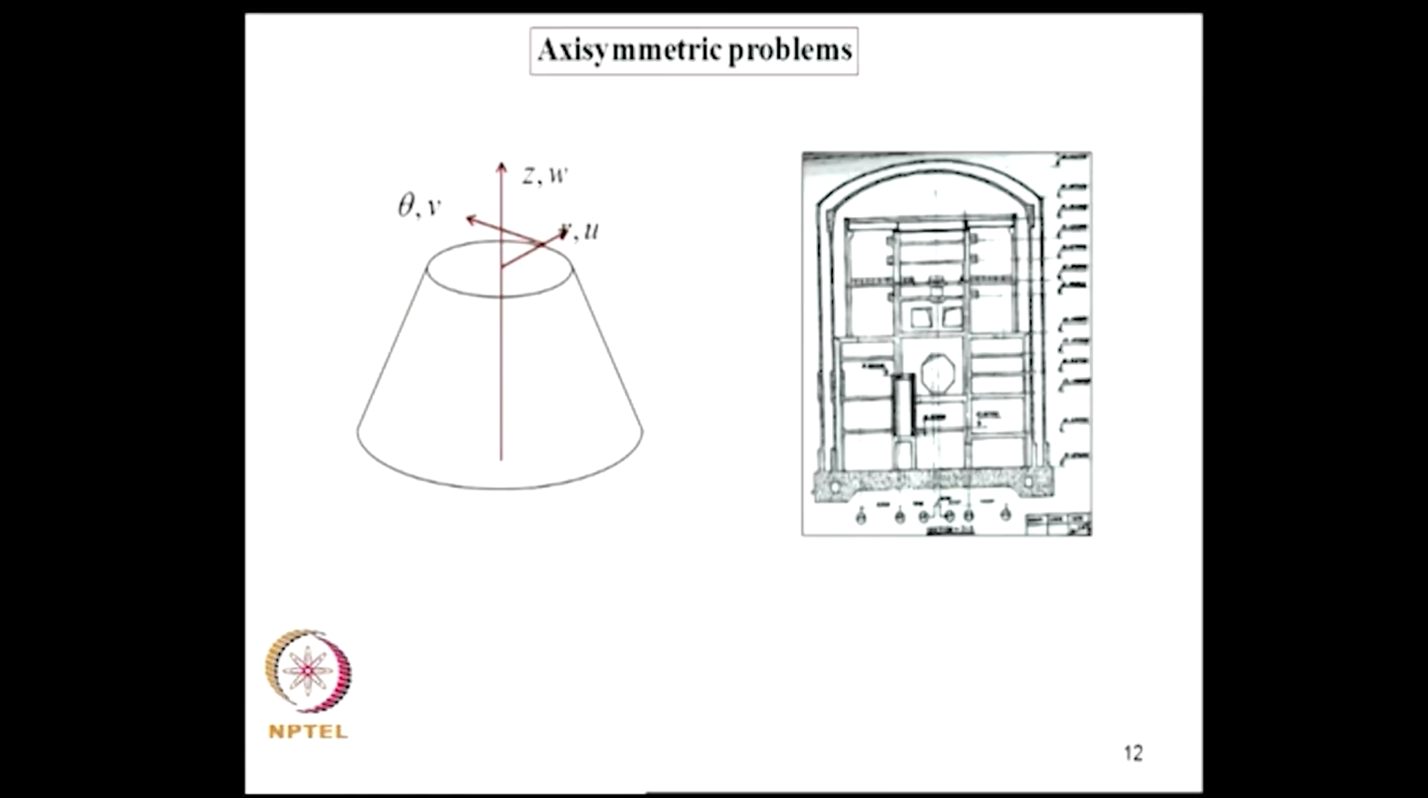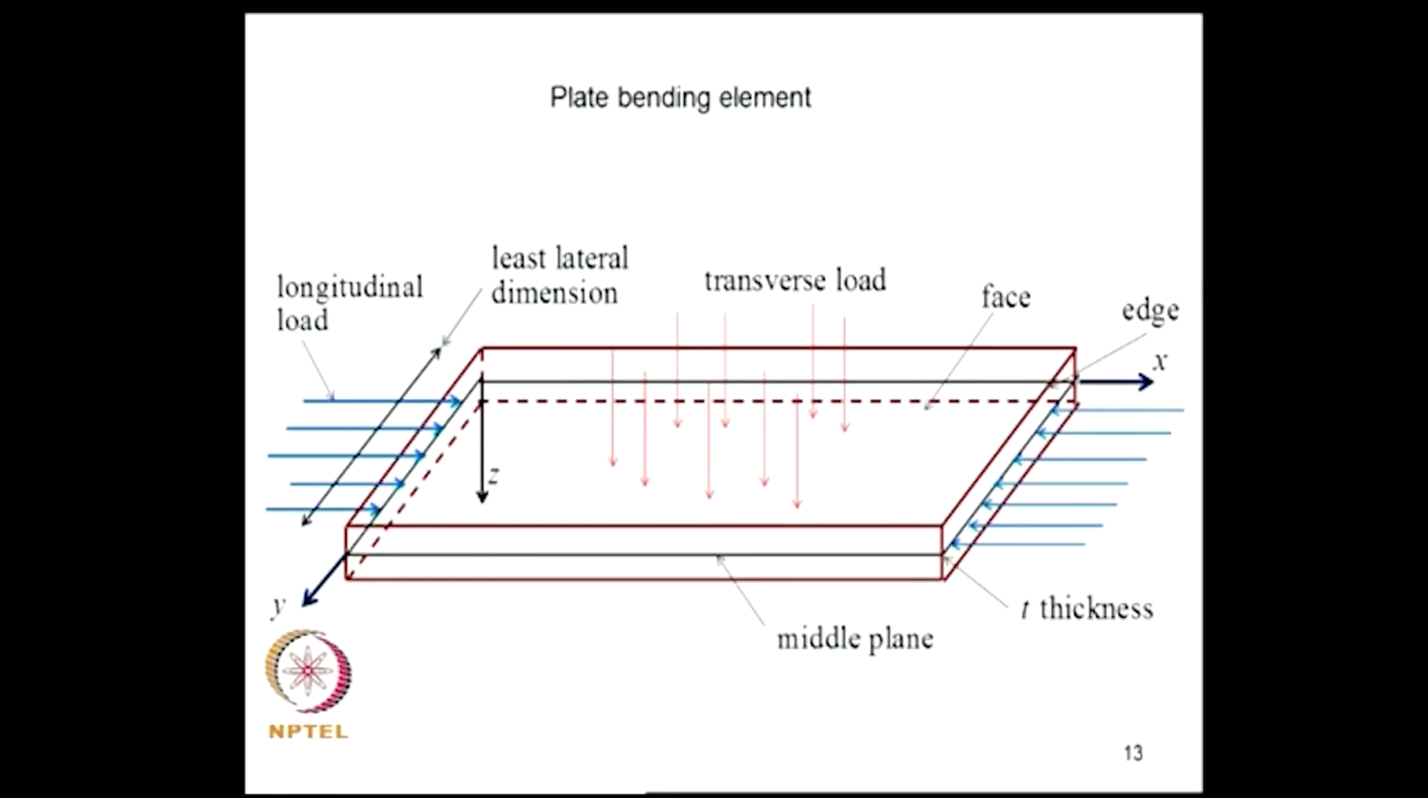Subsequently, in 3 dimensional problems we can also consider solids of revolution. These are called axisymmetric problems. We will be doing that, and we will develop at least one element for this type of application, and this would be followed by a discussion on a plate bending element. So, this is a thin lamina which now carries transverse loads in addition to the in-plane loads.